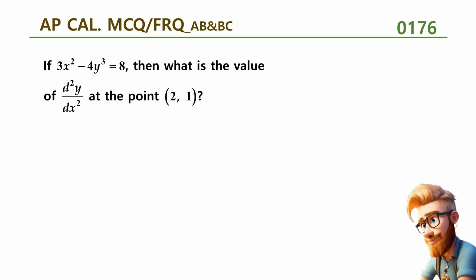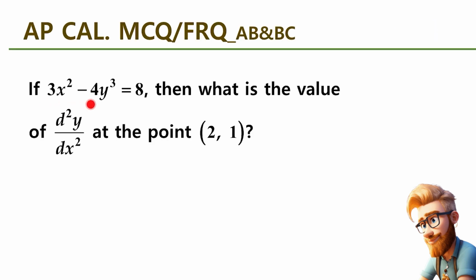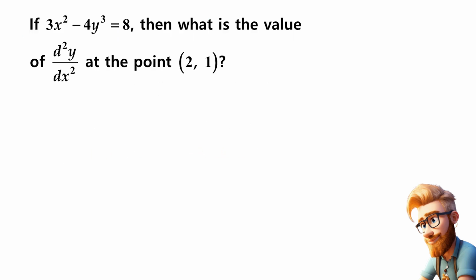Question 176. We have 3x squared minus 4y cubed is equal to 8. Then what is the value of the second derivative at the point (2, 1)? Okay, this is the equation in implicit form, so we're going to do implicit differentiation. So 3x squared minus 4y cubed is equal to 8. So let's differentiate with respect to x.